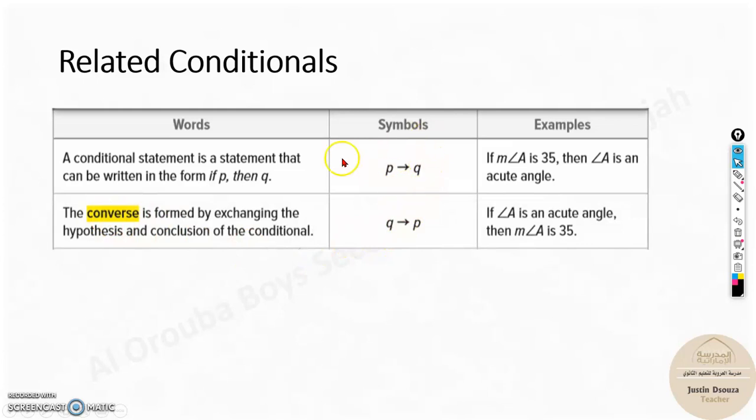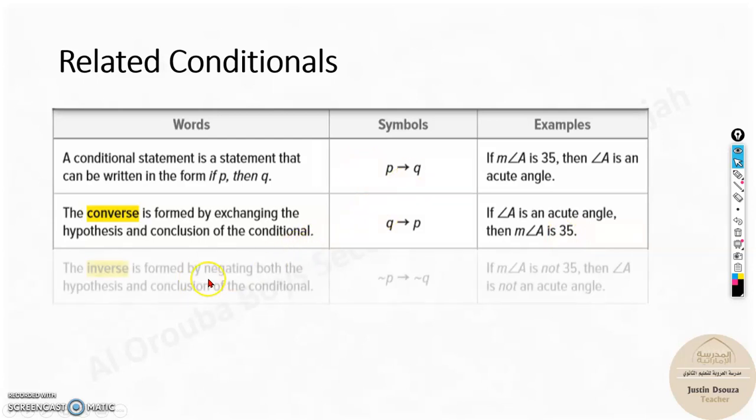But now if you have to write the converse of this, that means we are swapping the conclusion and hypothesis. The then part becomes first. Now we are writing the statement Q first. If angle A is an acute angle, then measure of angle A is 35 degrees. Now we swapped.